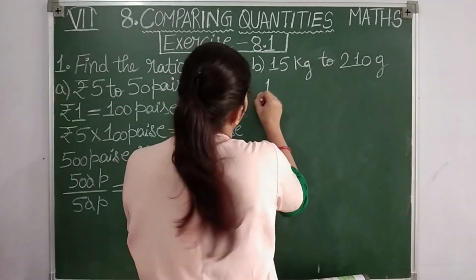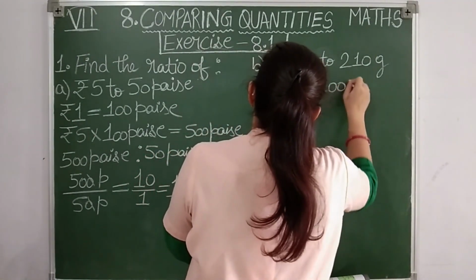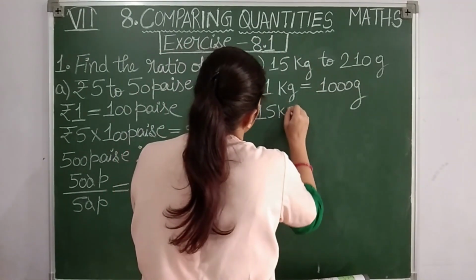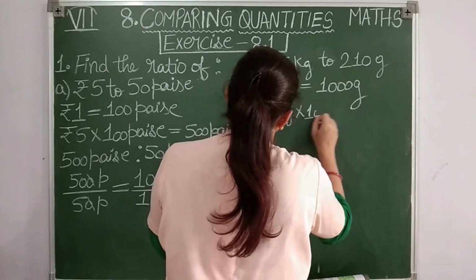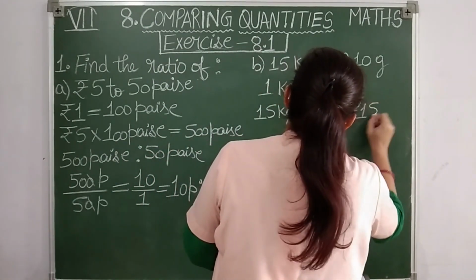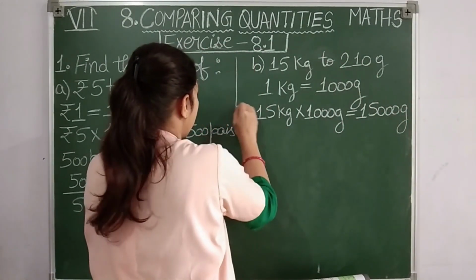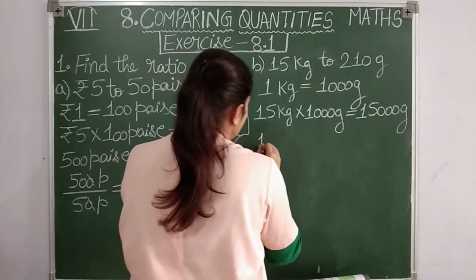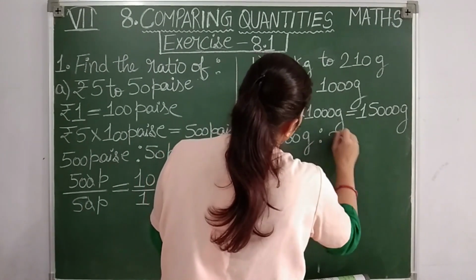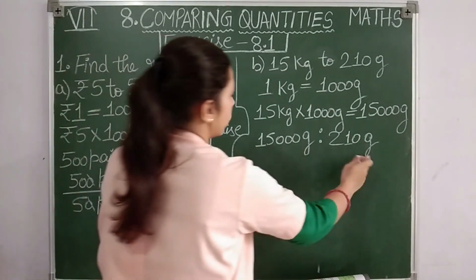So students, we know that 1 kg is equal to 1000 grams, isn't it? So 15 kg on converting into grams will give us 15 into 1000 grams, we get 15,000 grams. Now see, both are having the same units now. 15,000 grams is to 210 grams. Okay students, now their units are the same.